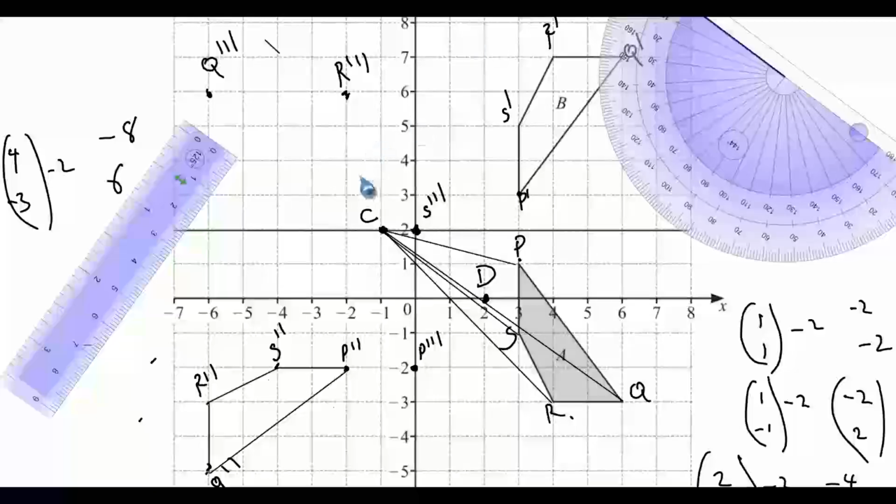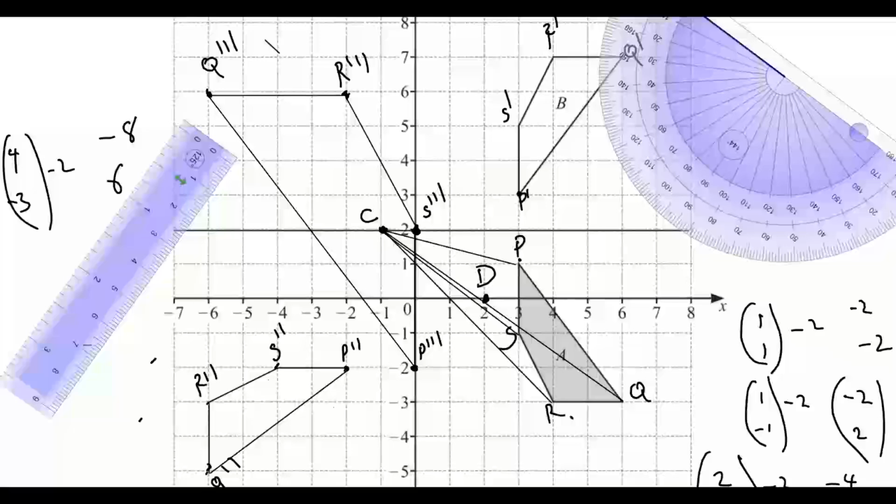So let's connect the points together. We have P prime prime prime here, then connected to S prime prime prime, then connected to R prime prime prime, then connected to Q prime prime prime, like this. Then we need to connect it with this one here. So that will be the enlargement.